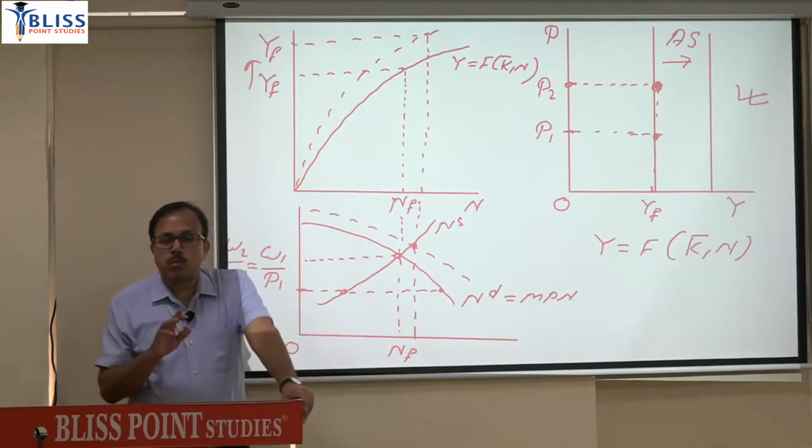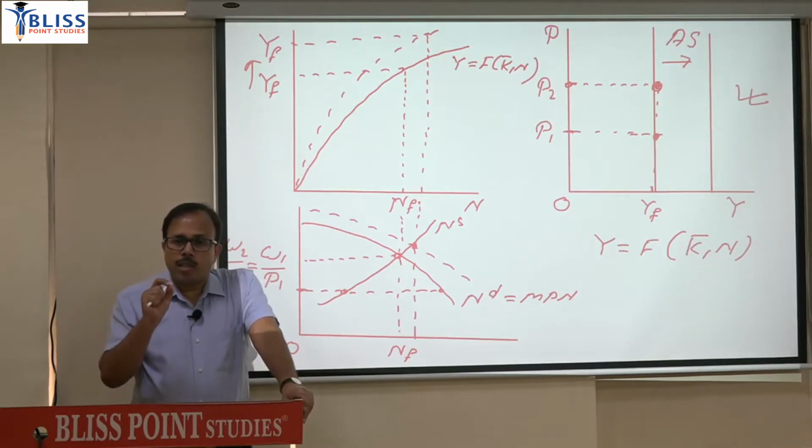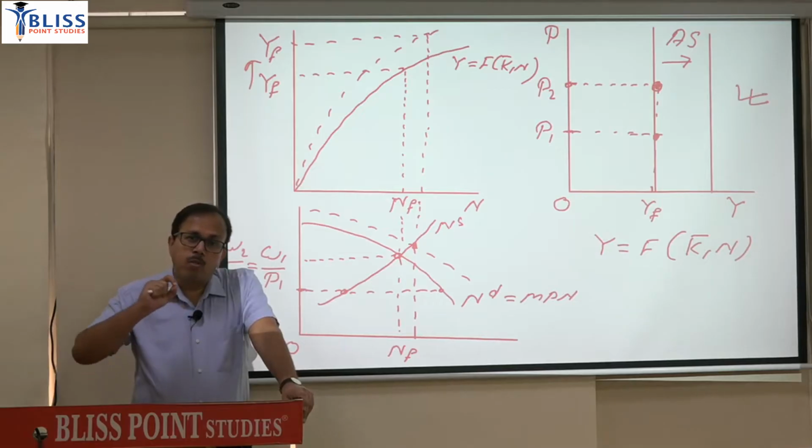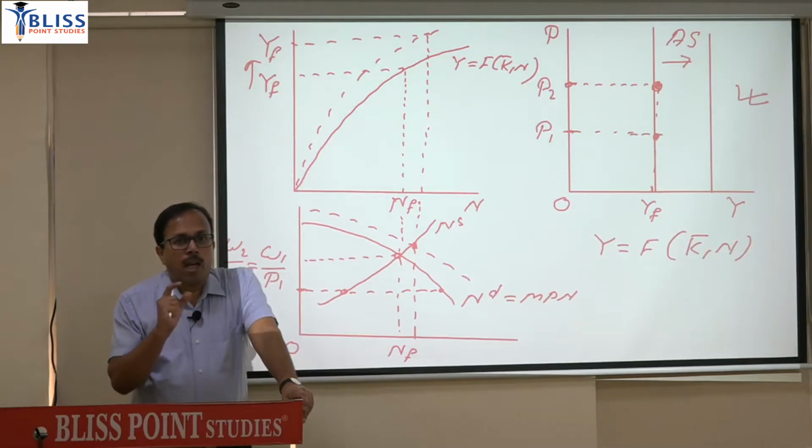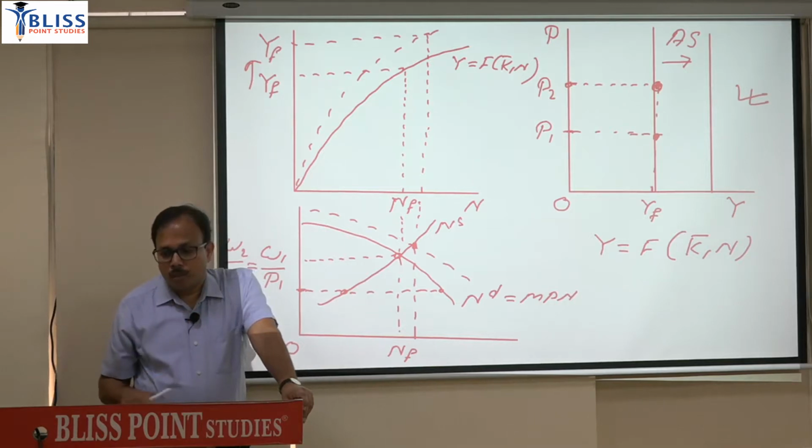So we must be familiar with what the factors are that affect the output, and we must also know what the factors are that will not affect the output. So factors not affecting output: remember, output is a real variable, and in the classical model real will be affected only by real, it will not be affected by nominal. So any change in nominal variables, like nominal money, quantity of money, will not affect output in the economy.